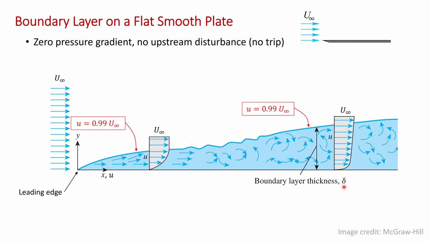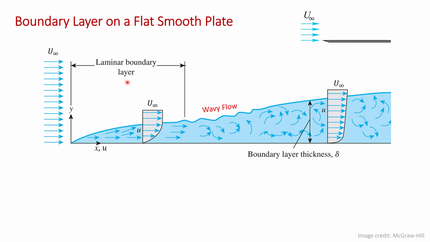On a thin flat plate, the boundary layer thickness is almost zero at the leading edge and grows as you move downstream. Unless there's a lot of turbulence in the free stream, the boundary layer that develops near the leading edge of the plate will be initially laminar. So you get this laminar boundary layer regime. This boundary layer gets thicker and thicker and then eventually goes unstable. It becomes wavy.